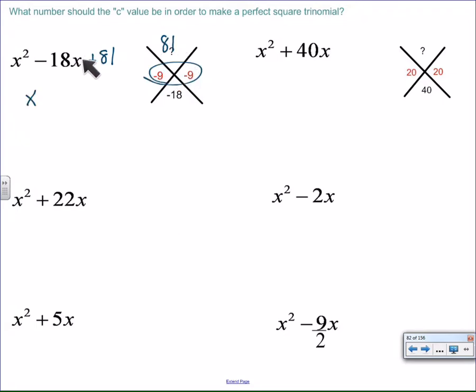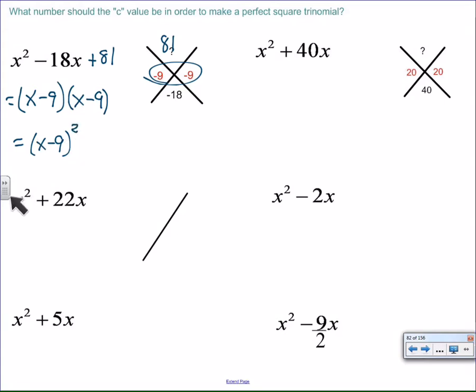So what I'm going to do to this expression is add the number 81, and I will have officially completed the square. And what that means is, essentially, by adding 81, I make it so that this expression has two identical factors. Since those factors are identical, we can express it as x minus 9 to the second power, which is squared. So that's what we mean by perfect square.